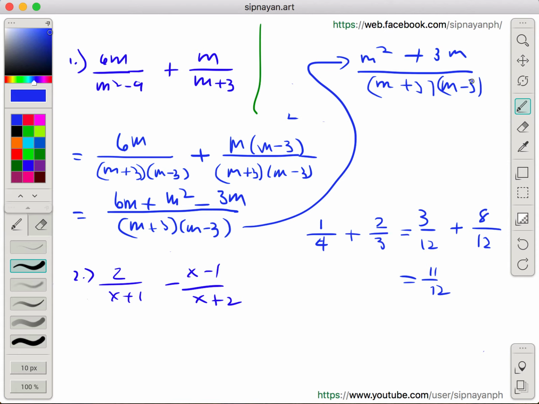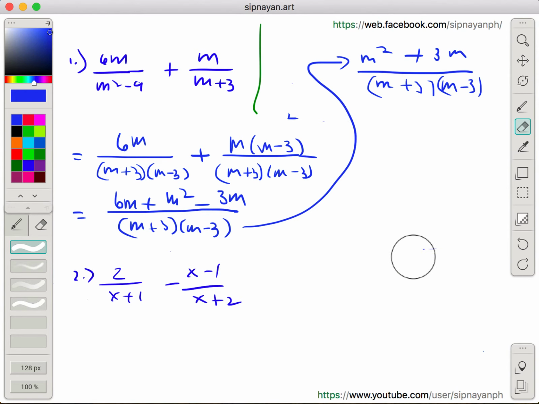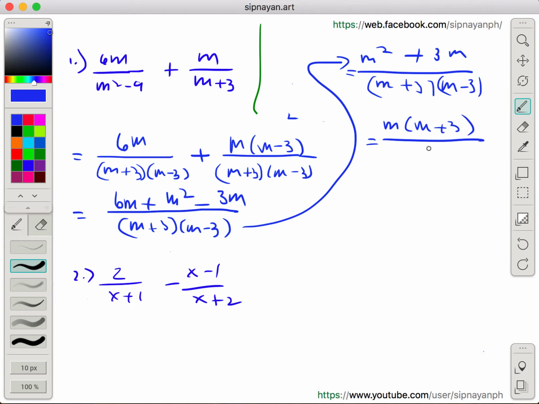Nako, paano pala pag ganyan? Ano yan? Pwede na ba natin siyang iwan as is? No? Well, depende. Kung simplified form na siya, kung pinakasimple na siya, hindi na siya pwedeng i-reduce to lowest terms, then you can just leave it as it is, no? But in this case kasi parehong may letter m. You can factor out m sa numerator. So magiging m times m plus 3 divided by m plus 3 times m minus 3. Meaning we can cancel this, and the correct answer or the final answer is m times m minus 3.